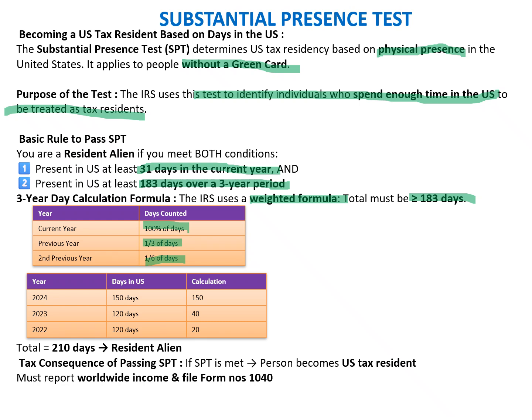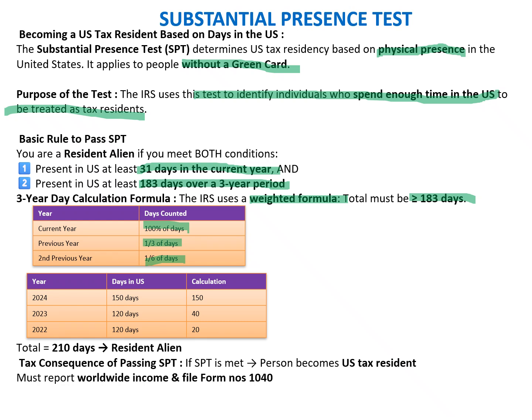For the previous year, 1/3, which is 120 days, 1/3 of that is 40 days. The second previous year is 1/6 of the days, which is 120 days, which is 20 days. And if we add up all these, this becomes 210 days. Which means he passes both the tests. He was there in 2024 for 150 days, and he was also there for 183 days over the 3 years period. And with this formula, he is there for 210 days.